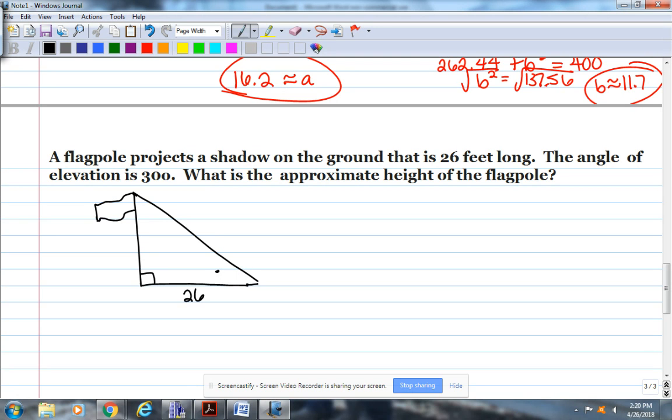Let's assume it's 30 degrees. Okay, I think it's supposed to be 30 degrees. What is the approximate height of the flagpole?